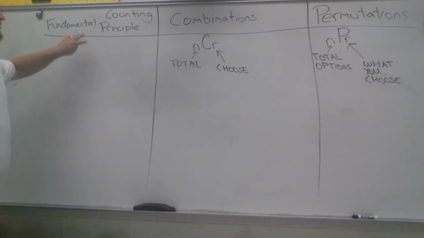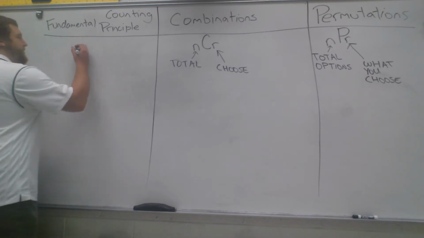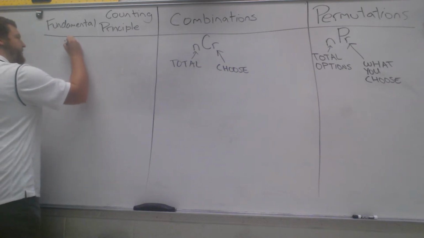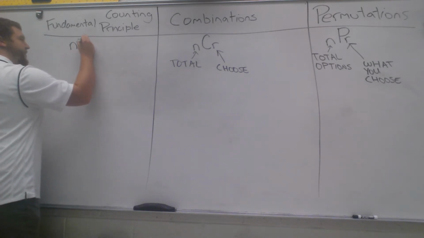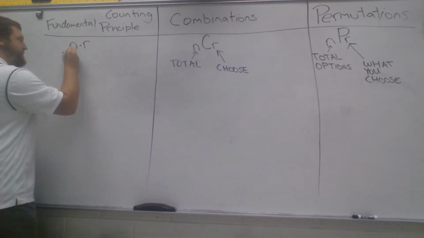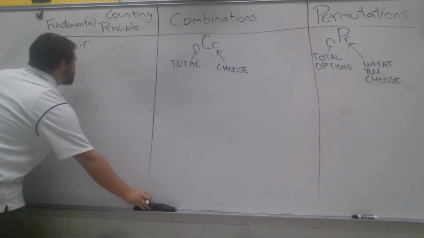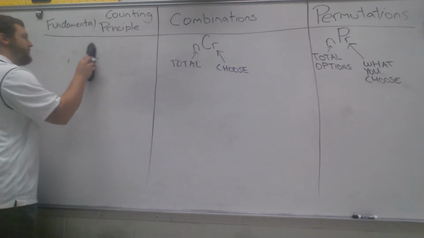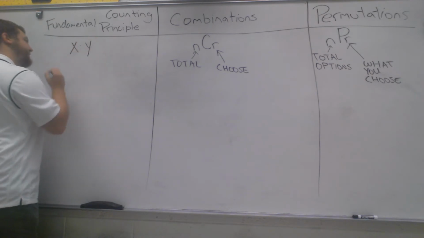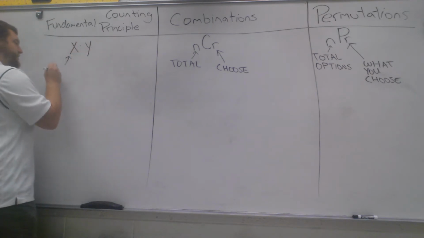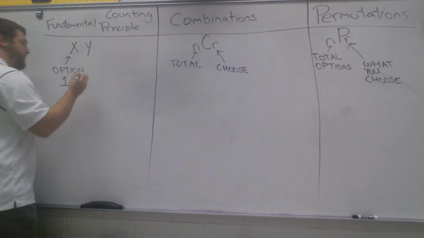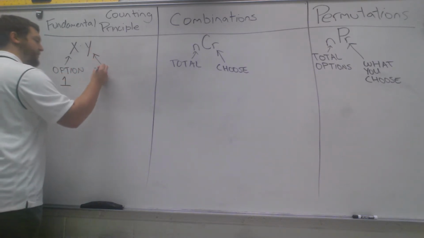The notation for fundamental counting principle is even easier. There really isn't notation. It is just N times R. Now, this is not your total and what you choose. Actually, I really shouldn't put N and R. We're going to do X times Y. This is option 1, and this is option 2.